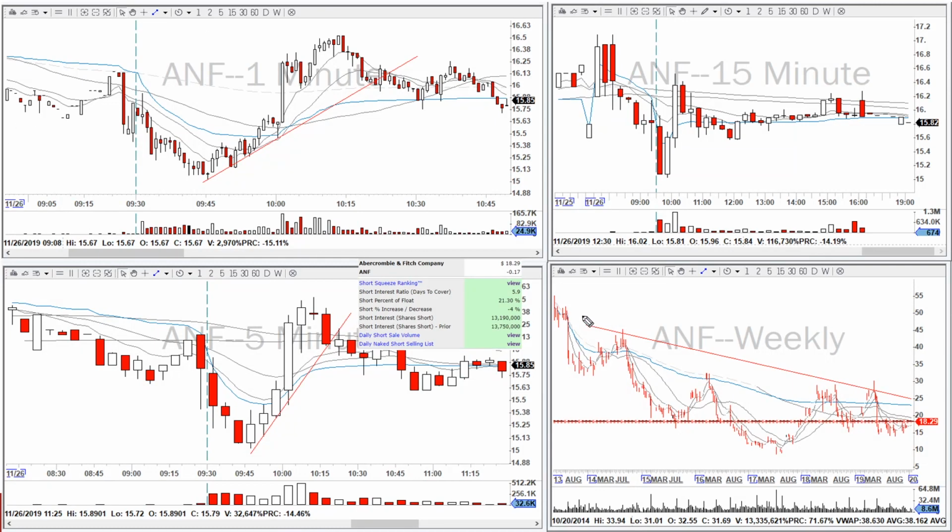If you see, the stock has been in an overall downtrend if you look at the weekly chart, and the short float is 21%. On the 26th of November, the stock was gapping down around 4 to 5% because of a news catalyst. And the short float is also high. So this caught my attention, and now let's see what happens with ANF at the market open.